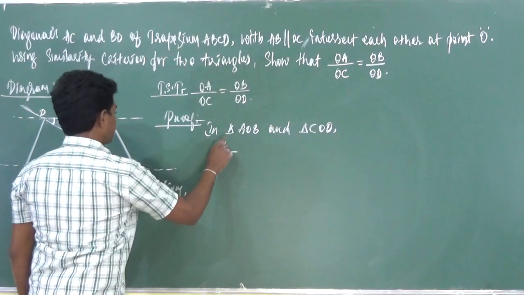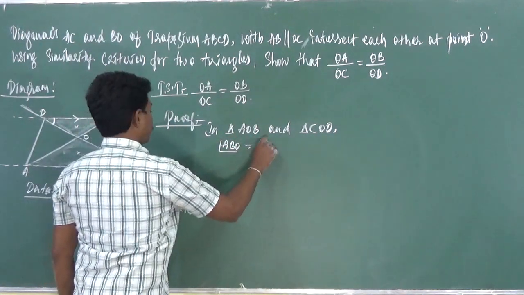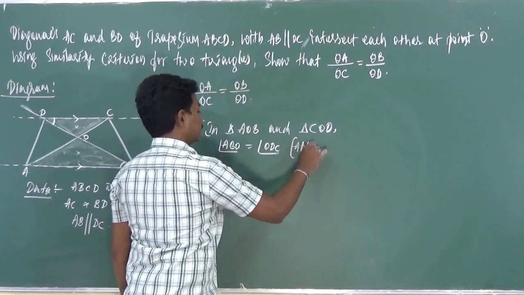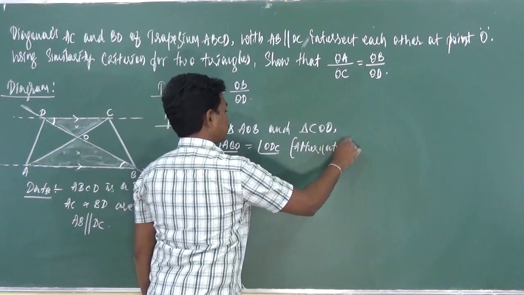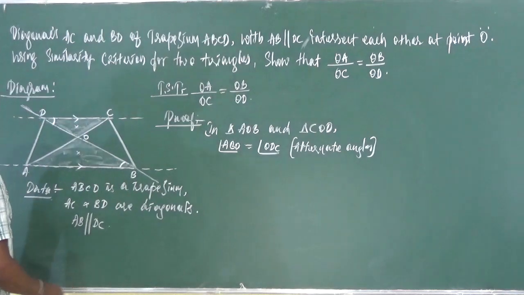So angle ABO is equal to angle ODC. We have to write the reason here. So it is alternate angles. They are alternate angles. So we can also get another pair.